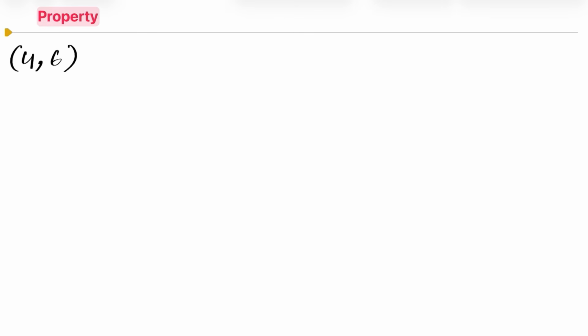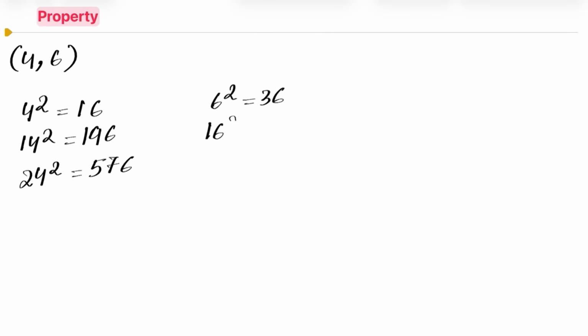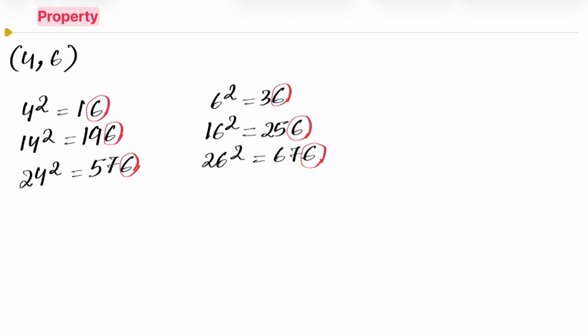Next, I have taken some numbers which end with 4 or 6. Or we can say these numbers are having 4 or 6 at their unit place. And we can see in their squares 6 is there at the unit place. So from this we can say that if a number is having 4 or 6 at its unit place, then its square ends with the digit 6.